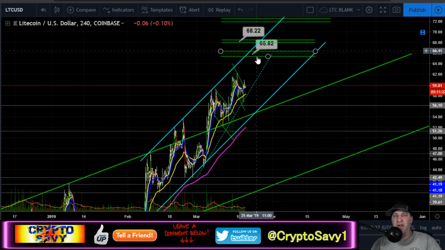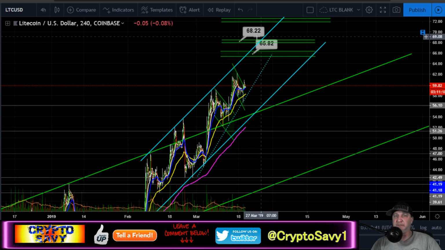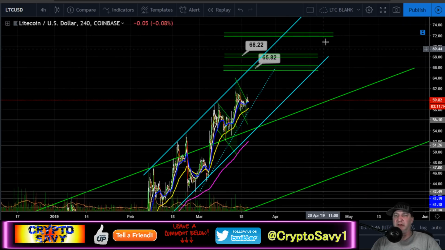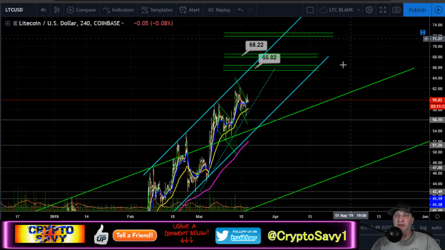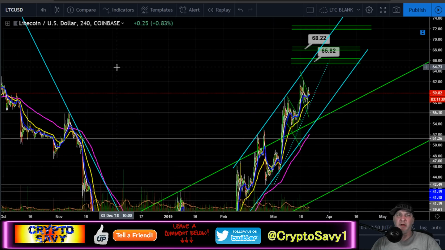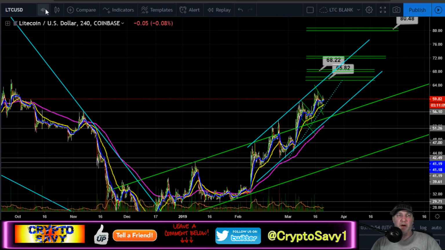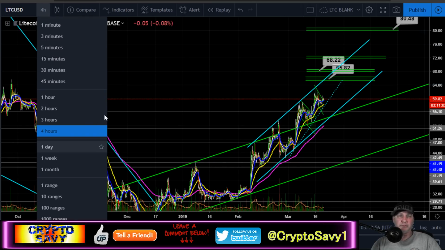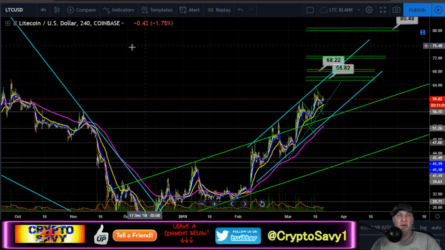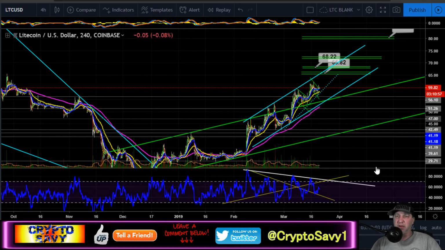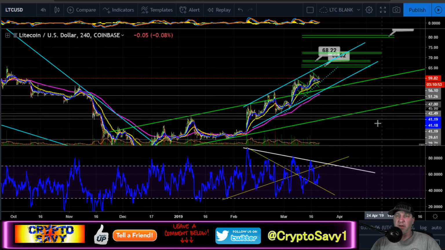I see us getting up to, like I said, at least the $65, $66 range, possibly 68, the $69 range. And I do have this higher target up here around the 72, which I showed you earlier. So we're going to take a look at the RSI here and see what that's showing us. Let me stretch this out so we can take a look at both of them at the same time.